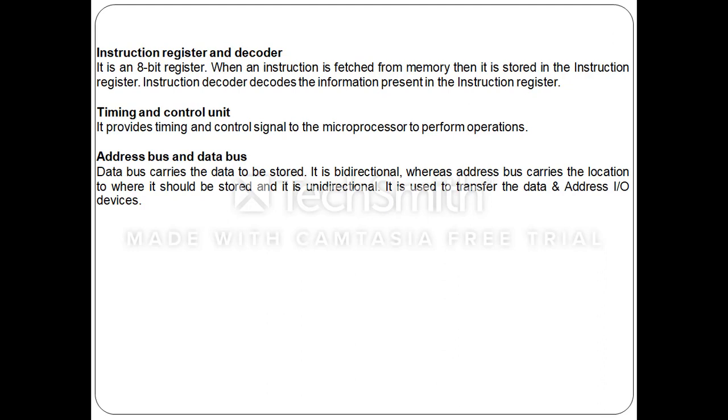The data bus carries the data to be stored. It is bidirectional, whereas the address bus carries the location where it should be stored, and it is unidirectional. It is used to transfer data and addresses to input-output devices.